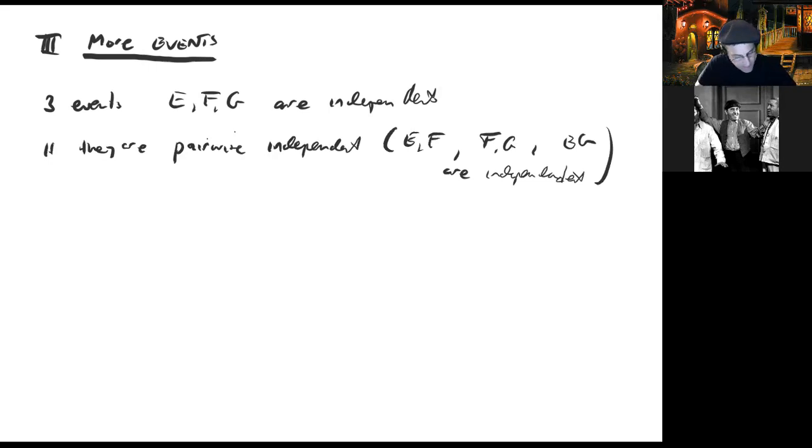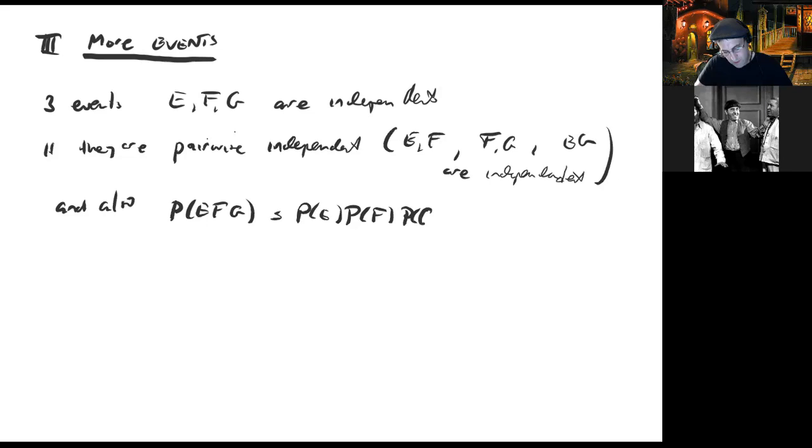Okay, but then there's also an extra condition. The probability of E intersect F intersect G is the probability of E times the probability of F times the probability of G. This turns out to be the extra condition you need, and does not follow from the pairwise conditions. Okay, so we can make this very formal.